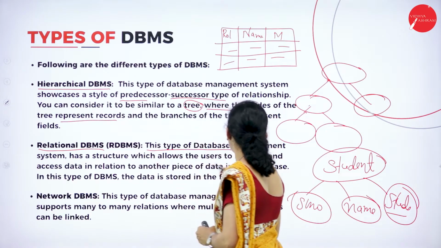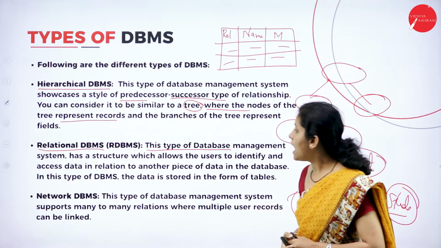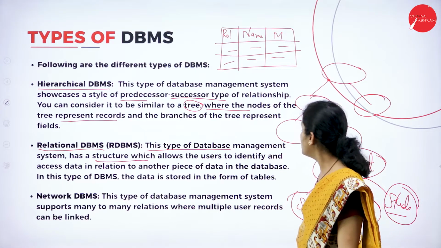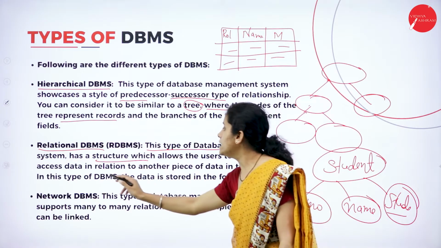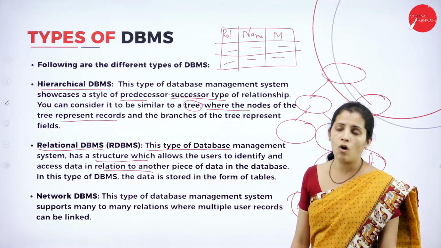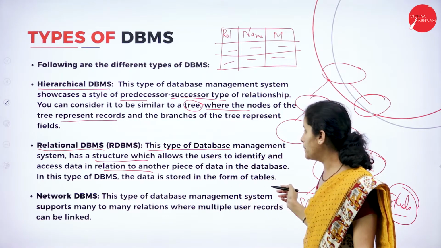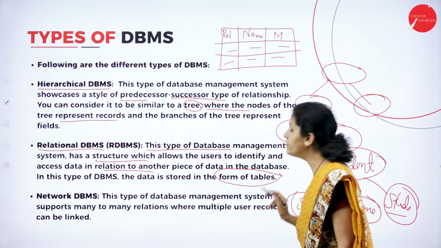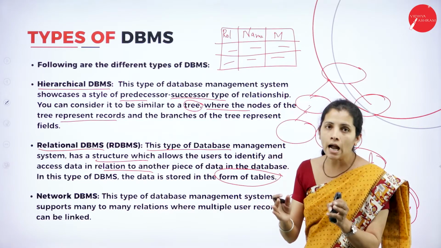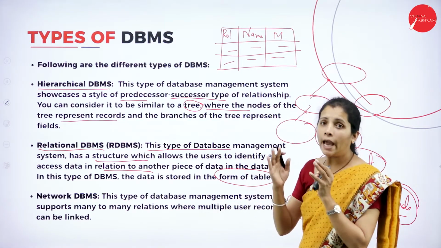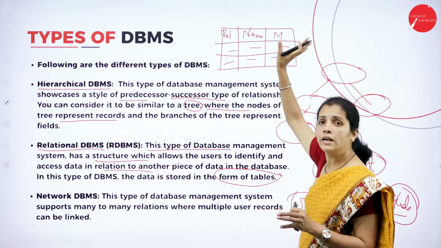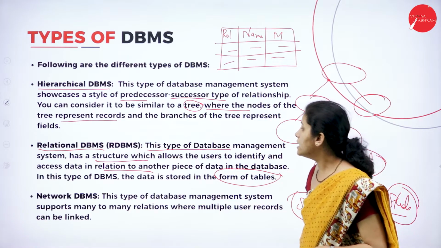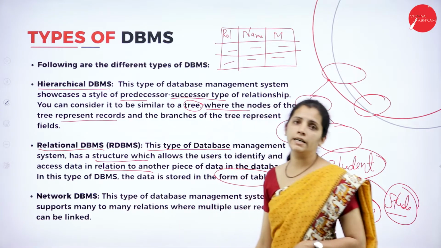This type of database management system has a structure which allows the user to identify and access the relation to another piece of data in the database, and all the data are stored in the form of tables. Whatever data I have, all the data are arranged in the form of tables, and it is known as a relational database management system.